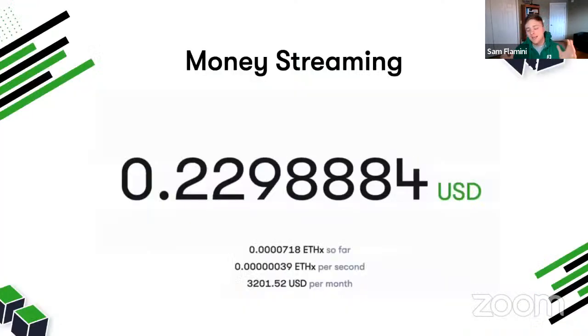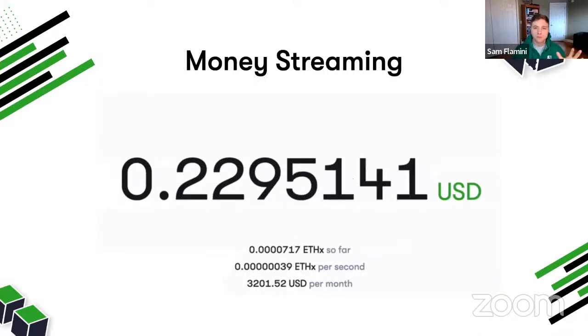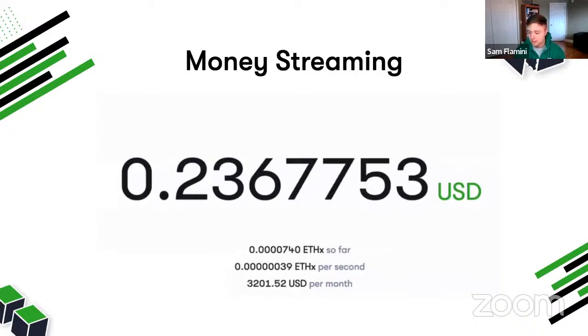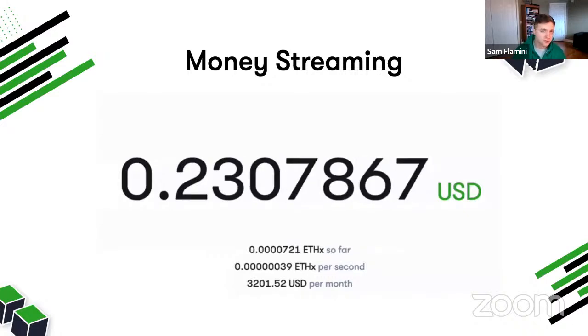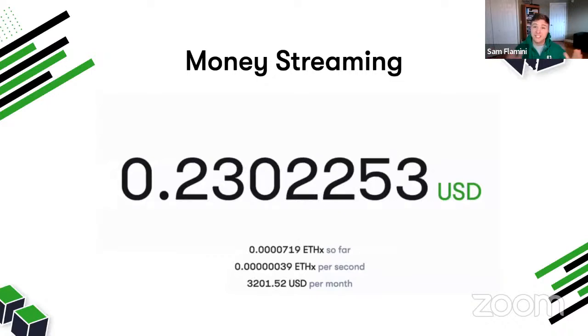So the first thing, again, is money streaming, right? So this allows me to take any kind of recurring payment, right? And instead of sending it to you once a month on the first of the month, I can take that amount, I can split it up amongst the number of seconds in the month or whatever period you want.